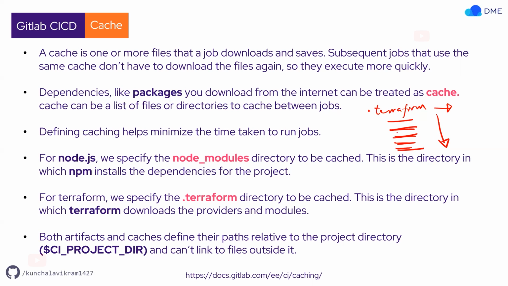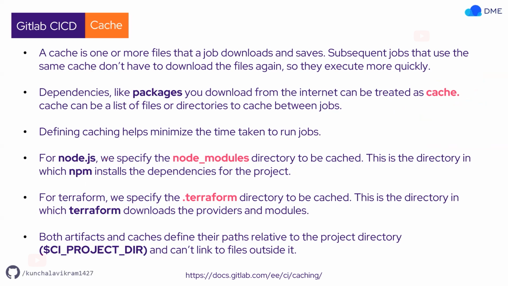This is not the only advantage. Next time if you rerun the pipeline, the first job will not download this .terraform, because it is already downloaded and cached. So even for this, next time it won't take any time. But artifacts should be generated every time. And this cache you can use across the pipelines, across the jobs, across the branches. That is the advantage of using cache.